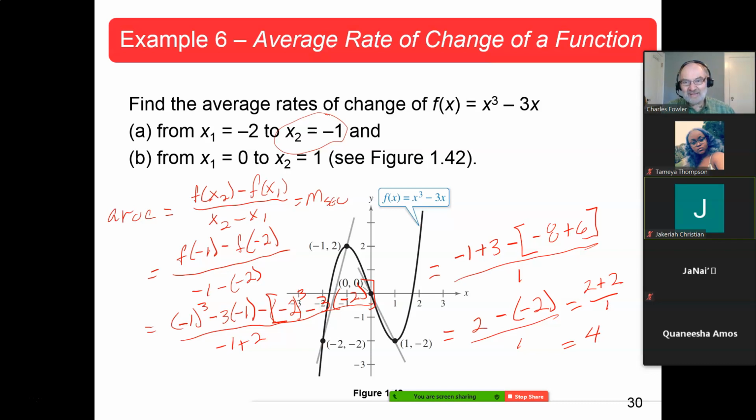Now the sad news is I can't erase here, but let's do what they say for the B part. And let's just try to condense it a little bit. F of 1, that would be 1 minus 3, so that's a negative 3, minus f of 0. Oh, I can do that one. Minus 0. Over 1 minus 0 is 1. That gave me a slope, average rate of change of negative 3. Okay, and sure enough, this one looks like that's pretty negative there.